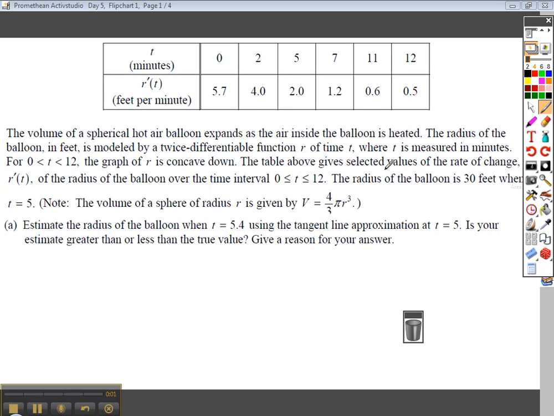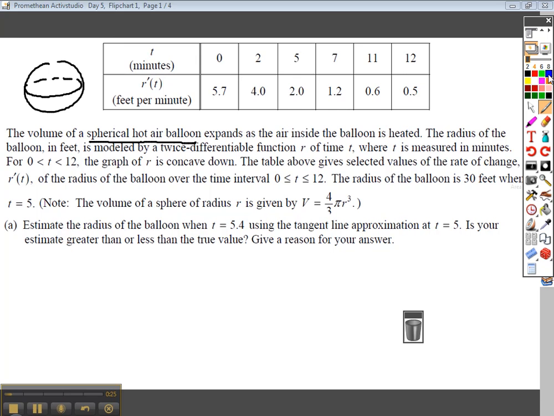Okay, so in this problem we have a spherical hot air balloon, meaning that we have a hot air balloon that's in the shape of a sphere. And then it's expanding because air is going inside the balloon. Now what we're given in this table is r prime of t, which is the rate of change. If you notice, the rate of change is first pretty fast, and then as more and more air fills up, it slows down because the balloon is bigger.